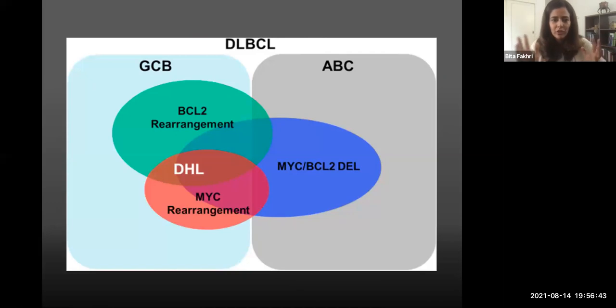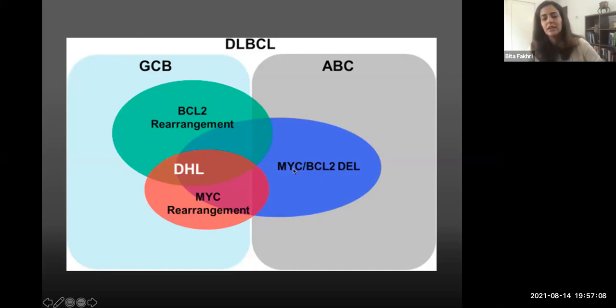Just to give you a visual understanding, so this is diffuse large B-cell lymphoma, germinal center, non-GCB. Here you see MYC gene rearrangement and BCL2 gene rearrangement, and the overlap is called double hit lymphoma. This can also be BCL6. As you see, the majority of double hit lymphomas are of GCB phenotype. And then you have double protein expression.